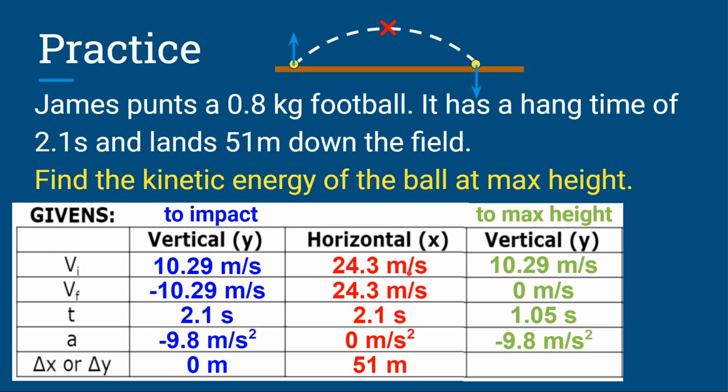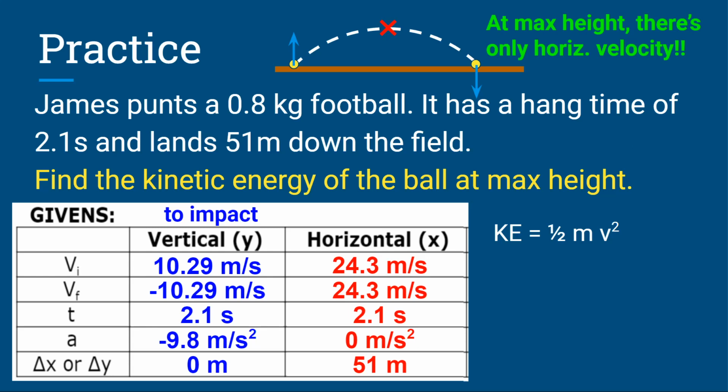There is no vertical. And so I would need to solve for it using just that 24.3 meters per second plugged into my KE equation. KE equals 1/2 mv squared. The m is in the question, the mass 0.8 times that 24.3 squared, and I get 235.92 joules.